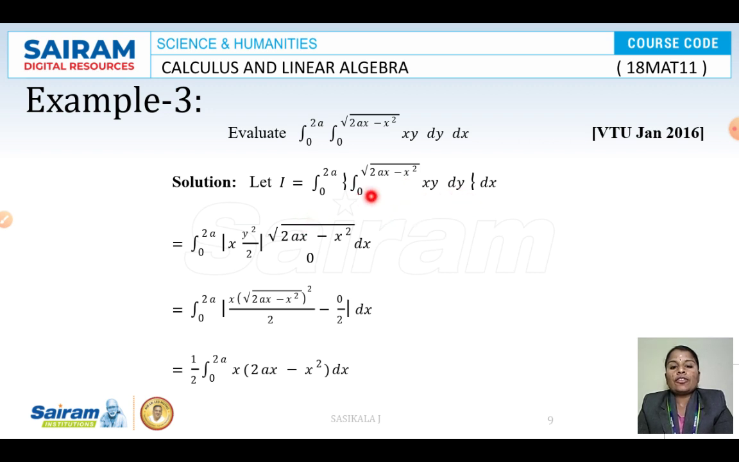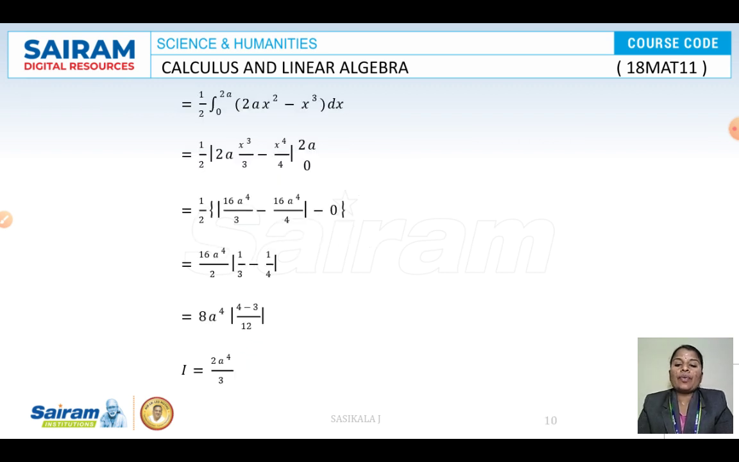So first with respect to y, and what is that? x into y squared by 2, from 0 to root of 2ax minus x squared, dx. Now 0 to 2a of x into root of 2ax minus x squared the whole squared by 2, minus 0 by 2. This will go to 0. So before the next integration, you have to do the maximum simplification. 1 by 2 of the integral 0 to 2a of x, the root will get cancelled, into 2ax minus x squared dx.